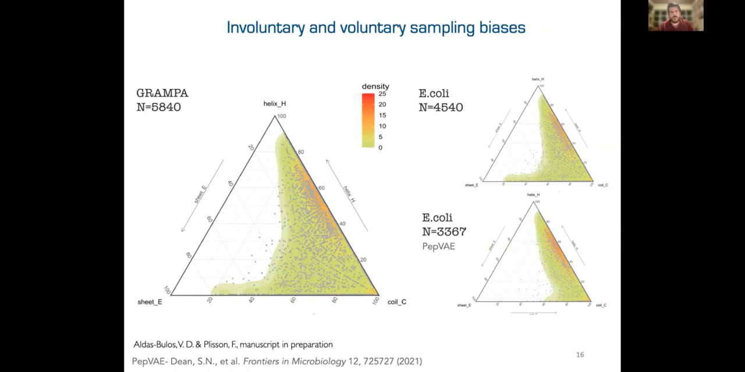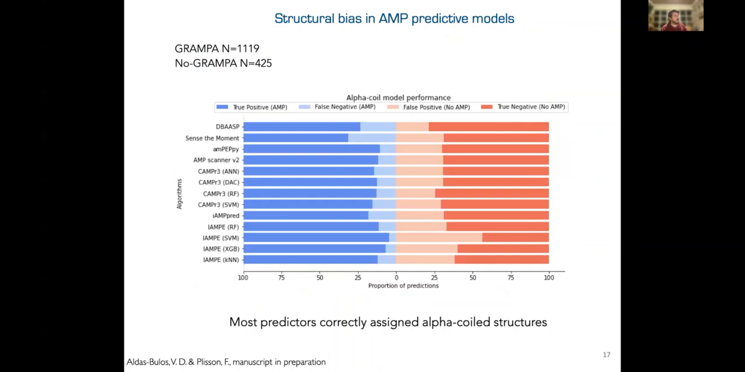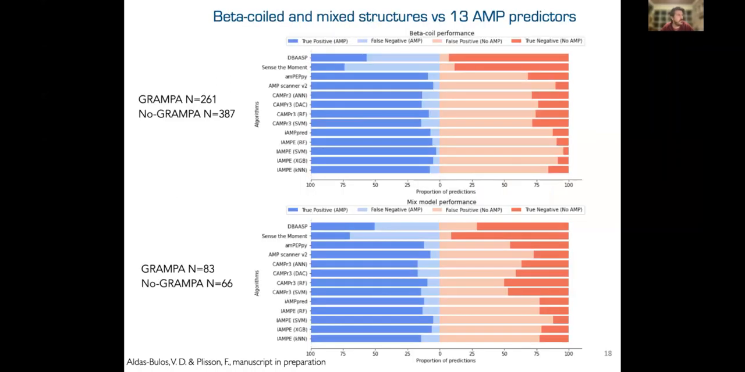So what we did after that was evaluate whether these sampling biases were affecting the predictive models in place. We evaluated 13 of those. For example, here we use GRAMPA, and we also set up another data set called non-GRAMPA. Here we're just looking at the region of GRAMPA and non-GRAMPA that folded into an alpha helix or coil. We see that most of the models predict relatively well when it comes to the alpha helical structure, with few errors. But when it comes to beta, coil, and mixed structures, then there is a problem. Some are completely misclassified, and we ended up having a lot of misclassifications, which is one of the issues.